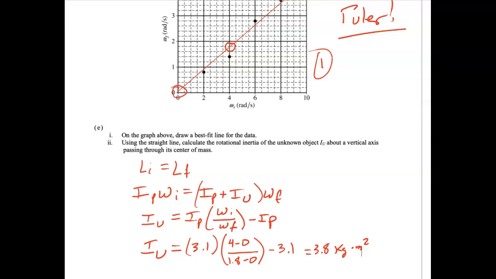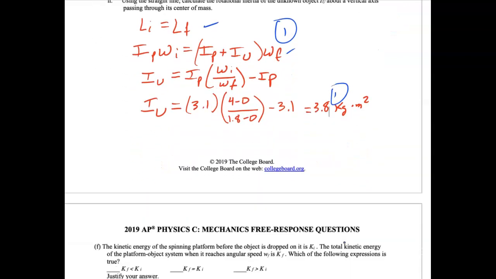Okay, so speaking of the key, let's figure out where we get points for this. We do get a point for showing this part of the work. So that would be this and this. For rearranging, plugging in the correct numbers, unlike what they did, you get another point. So there's the other one.